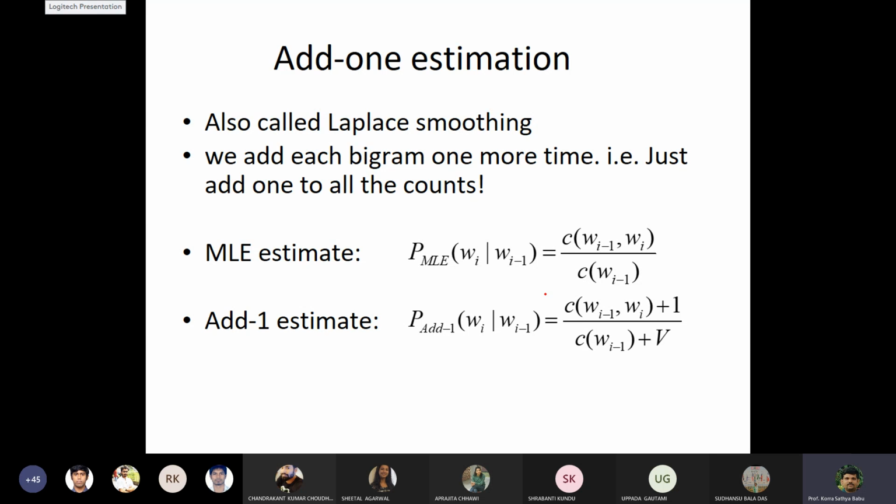So here you see the add-one probability of wi given wi minus 1 is equal to the count of wi minus 1 followed by wi, the count of occurrence of this bigram, plus 1, divided by the count of occurrence of wi minus 1 plus the vocabulary size V.